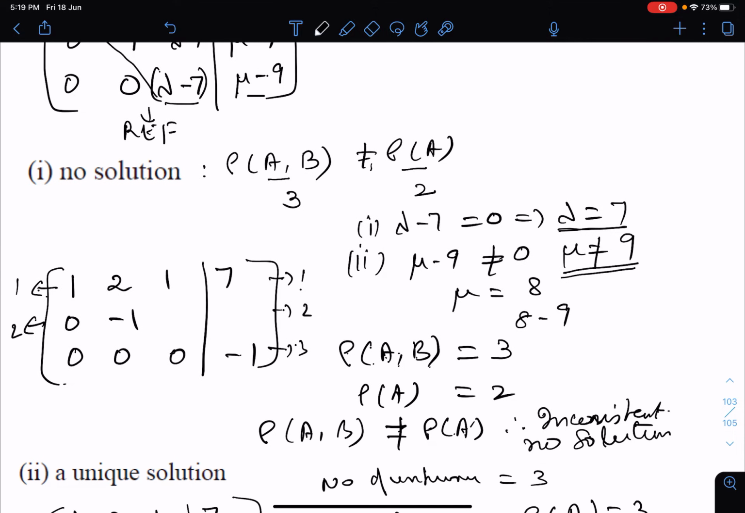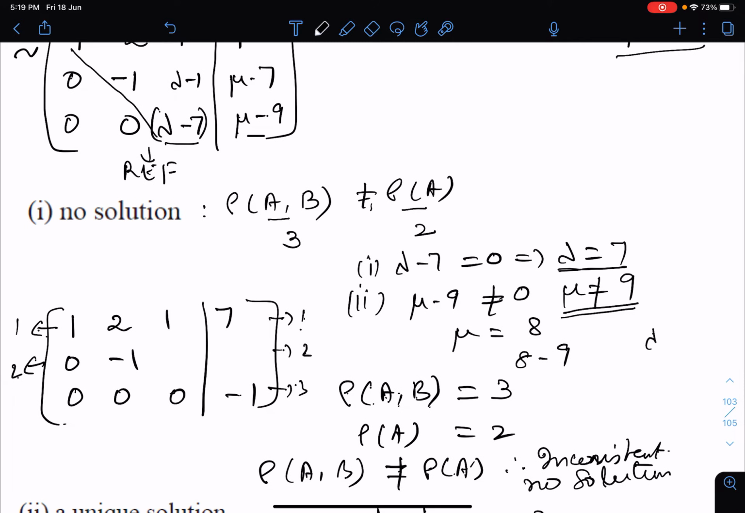We have to bring this condition by substituting for lambda and mu. If the rank of AB is equal to 3, you should get 3 non-zero rows, whereas the rank of A is 2, which means for A, which I have written on the left hand side, you should get 2 non-zero rows. So for that you are going to substitute lambda minus 7 equal to 0, which implies lambda equal to 7. So when you put lambda equal to 7, this is going to become 0, and lambda minus 1, 7 minus 1, is going to become 6. And similarly for mu, it should not be equal to 9, that is, this term mu minus 9 should not become 0.